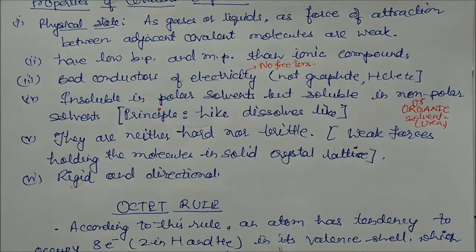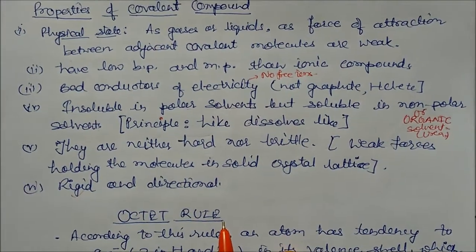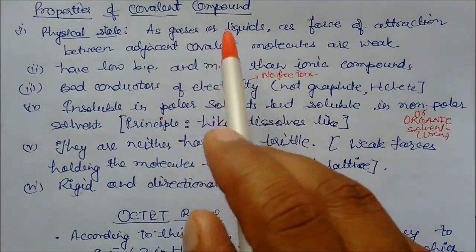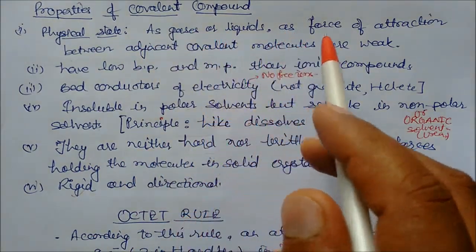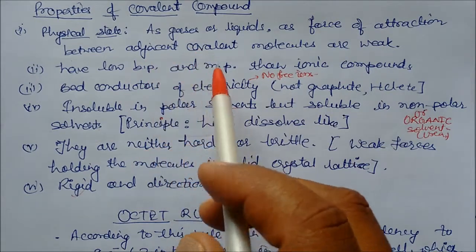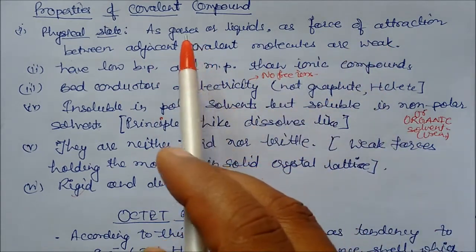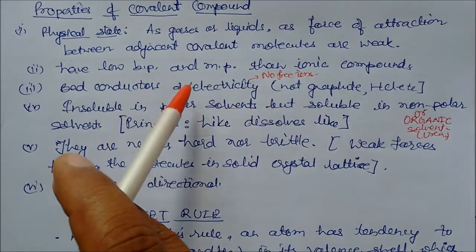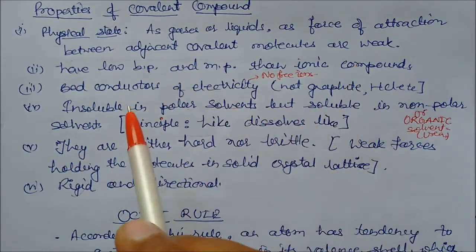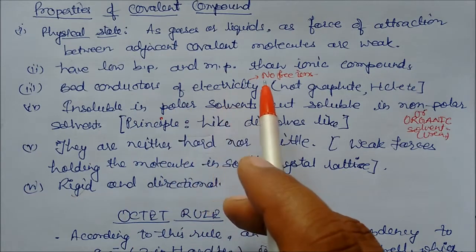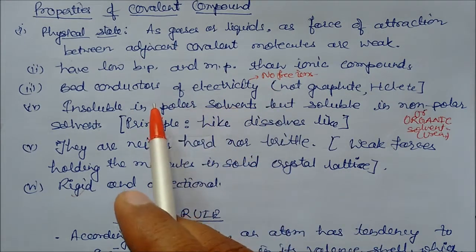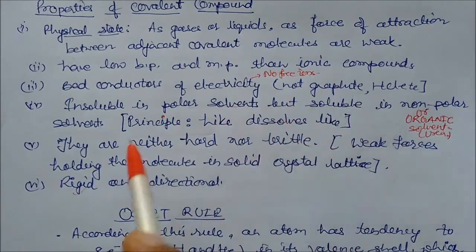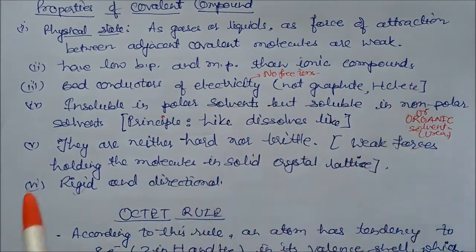Now we can see the properties of covalent compounds. The covalent compounds are present as gases or liquids, so their force of attraction between adjacent covalent molecules is weak, due to which they exist in gas and liquid conditions. They have low boiling point and melting point, and they are bad conductors of electricity because they do not give free ions, like graphite, HCl, etc. HCl can give free ions, but this is the exception.